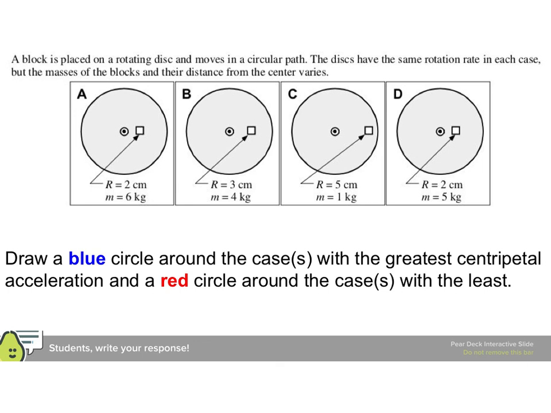So, a block is placed on a rotating disk and moves in a circular path. The disks in each of these problems have the same rotation rate, but the mass of the block and the distance to the center are varied. Draw a blue circle around the case with the greatest centripetal acceleration, and a red circle around the case with the least. And again, as we said, since omega is the same for all of them, we should probably use the one that says the centripetal acceleration is omega squared r. And in that case, it's just proportional to r, so where r is largest, we get the most, and where r is least, we get the least. And then case B is just intermediate.